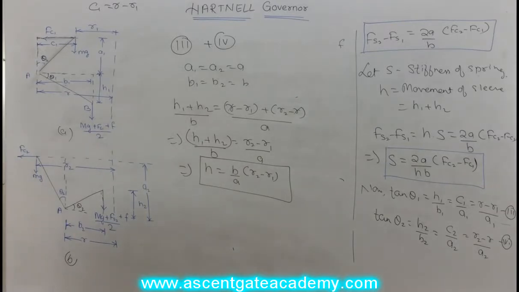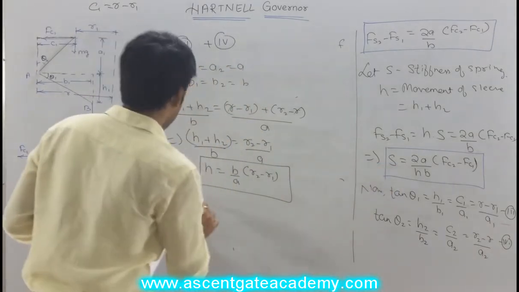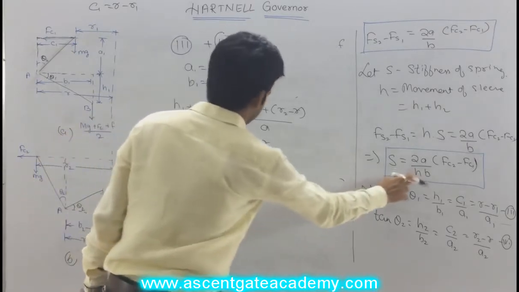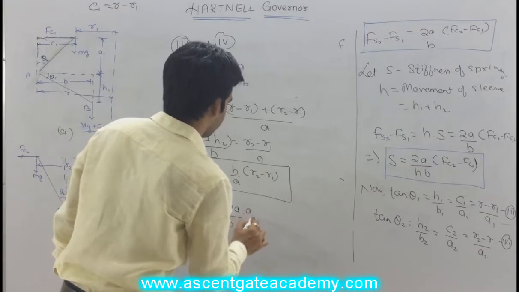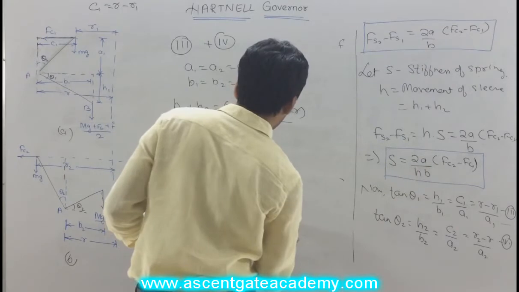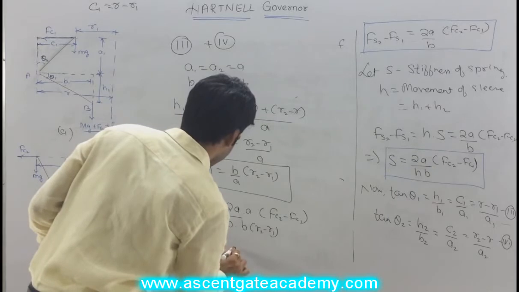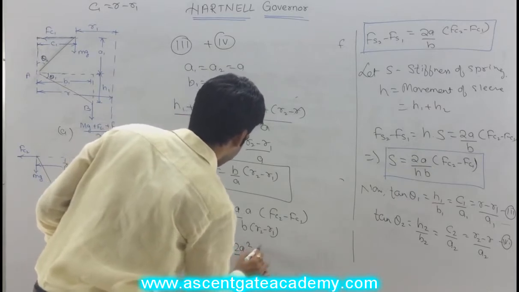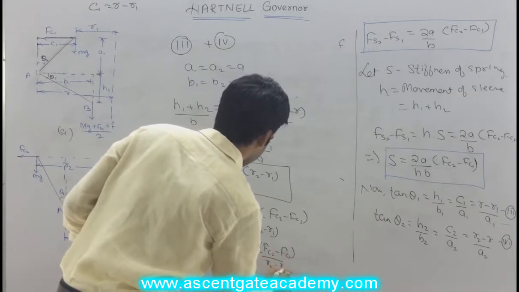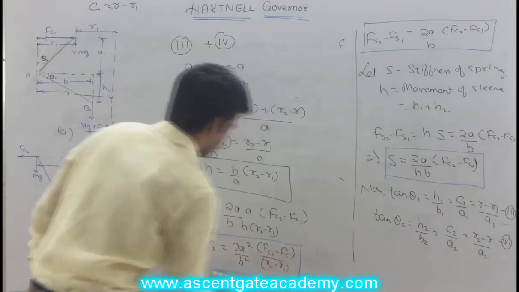Okay, now just put the value of this h in the equation of stiffness. So what will be the stiffness now? So this S will be equal to 2a by b into h. h can be written as what? b by a into r2 minus r1, into fc2 minus fc1. So this S will be equal to 2a square by b square into fc2 minus fc1 upon r2 minus r1. That's it. Okay, so this is the expression for stiffness of the spring.